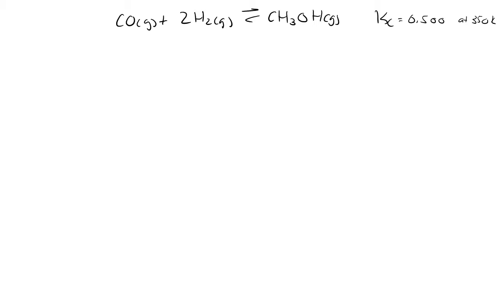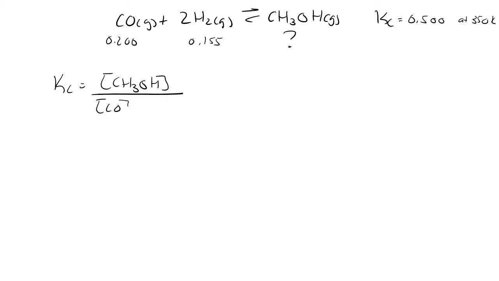All right, so we are given that carbon monoxide is 0.200 and hydrogen is 0.155 moles at equilibrium. So what is CH3OH? We'll write that equilibrium expression. So Kc equals CH3OH over CO times H2, and that H2 has a squared effect because it has a 2 in its balanced equation.